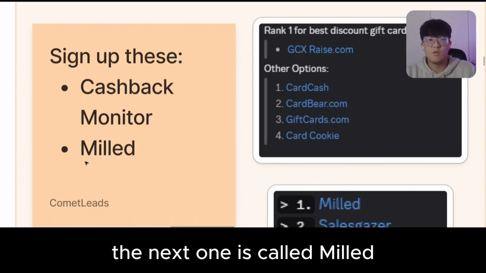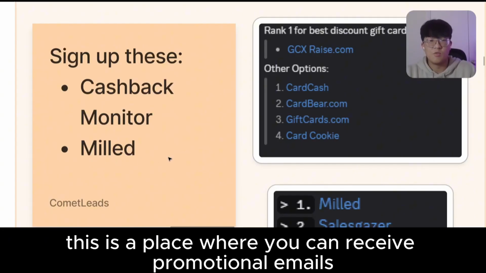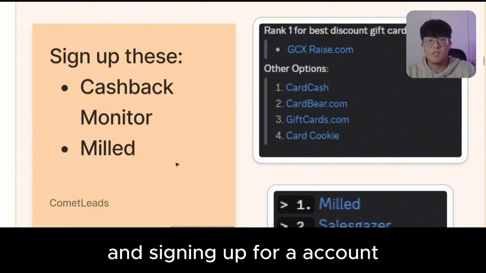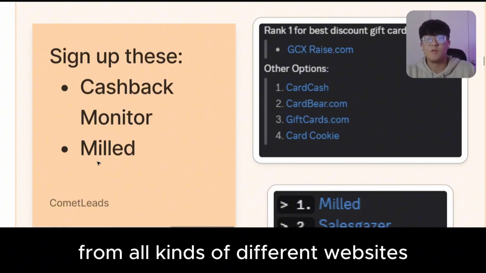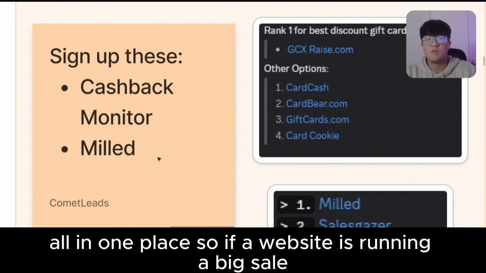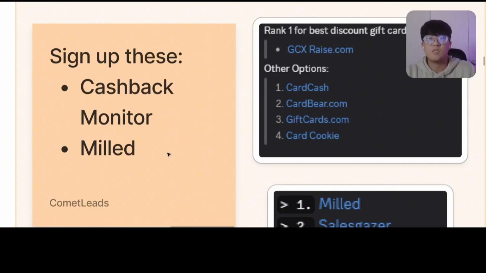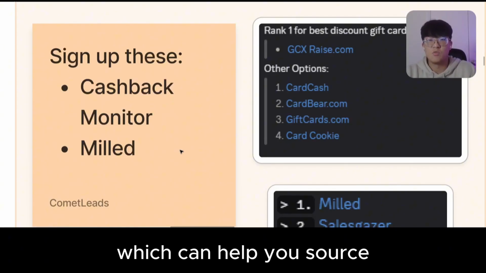The next one is called Mild. Mild is a collection of email marketing library. This is a place where you can receive promotional emails without going to individual websites and signing up for an account and receiving email. This place will get you all the promotional emails from all kinds of different websites all in one place. So if a website is running a big sale, and if you have followed that brand or website on Mild, you will get alerts and receive notifications when the sales is going on, which can help you source as a starting point.